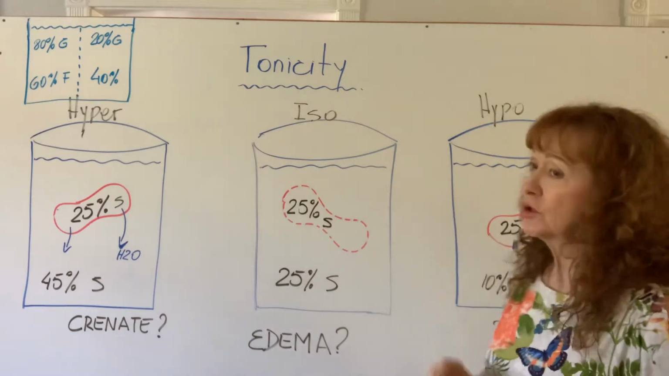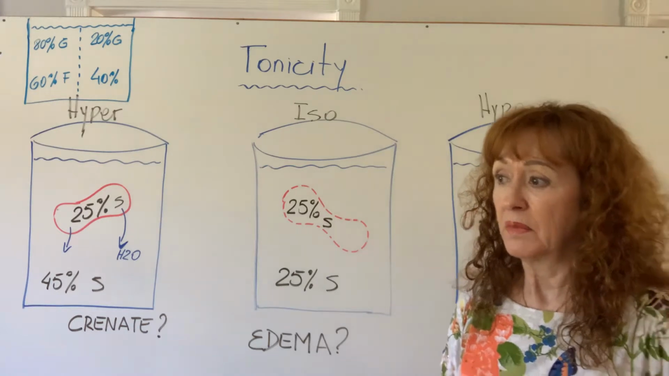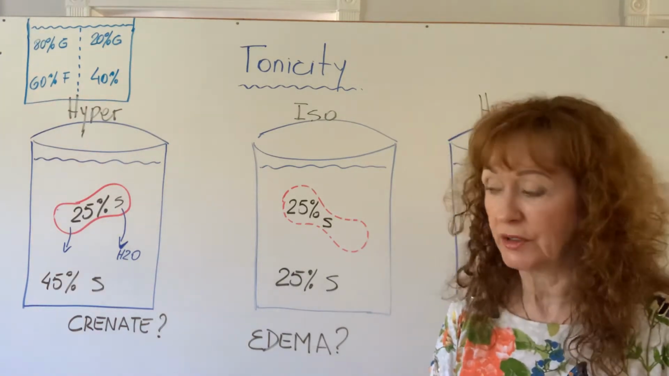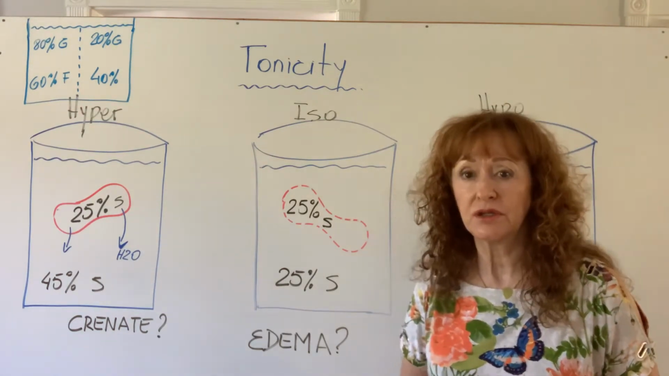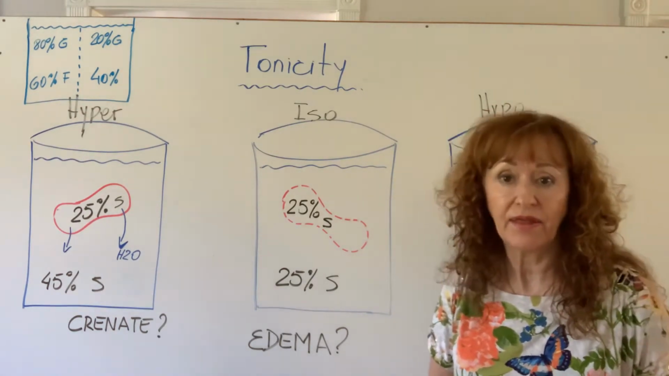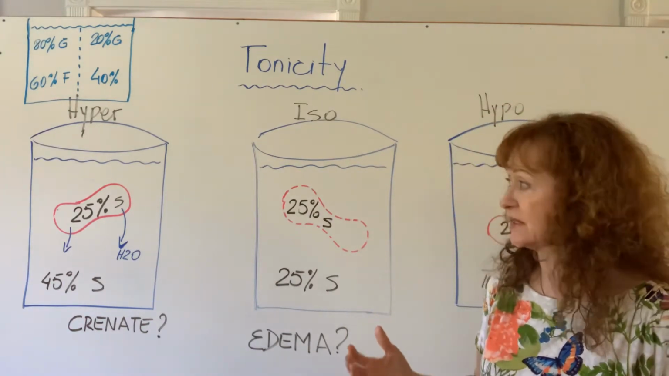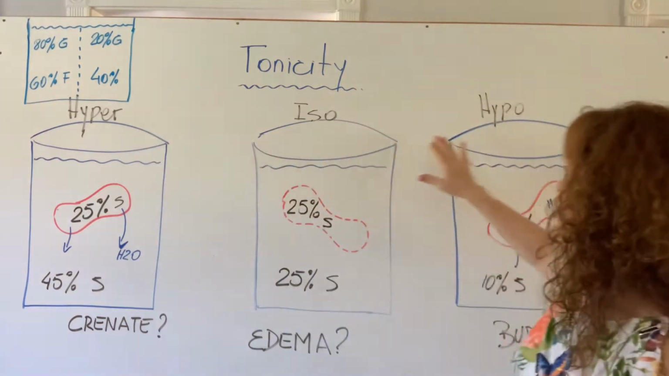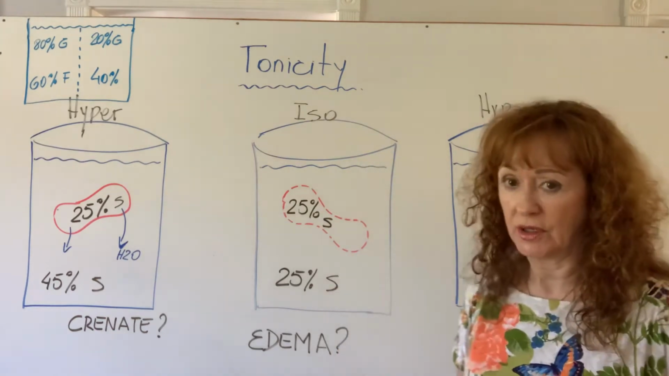Now, tonicity is basically defined by the concentration of solute in a solution. But based on that concentration of solute, we can have three types of tonicity. These three types of tonicity are isotonic, hypertonic, or hypotonic. Let's start with the isotonic.